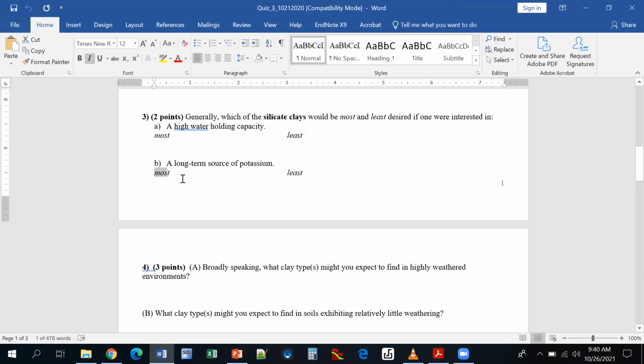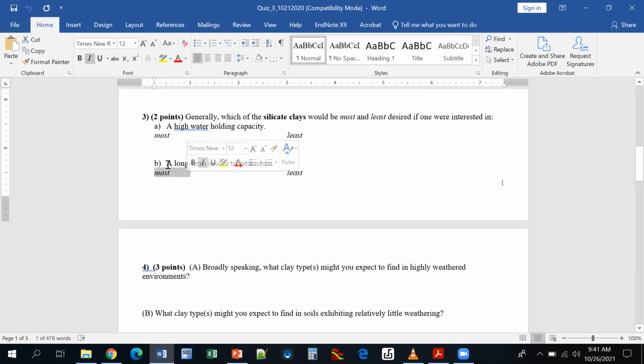Long-term source of potassium, the most would be the unweathered clays, right? So at the far left of that cartoon that we talked about. So the best answer here would be something like fine mica or illite. Any of those non-expansive 2-to-1 clays would be the least weathered. But I accepted a wide range there. So as long as you got the order right here, so vermiculite is relatively unweathered as well.